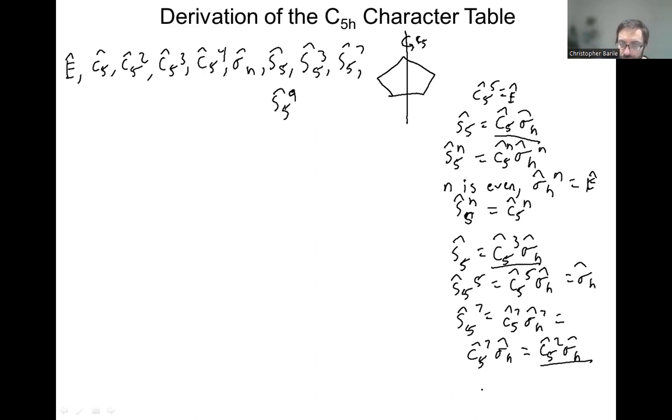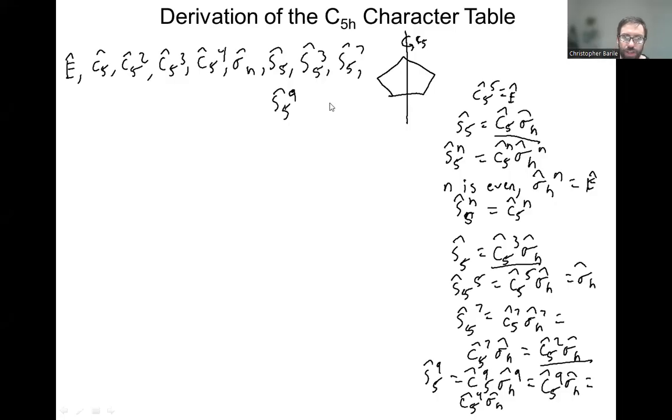And lastly, we have S5 9 times. Again, just doing the odd numbers here. Even numbers we know aren't unique. S5 9 times is a C5 9 times followed by sigma h 9 times. So that's an odd number, and so it's C5 9 times followed by sigma h. And that equals C5 4 times followed by sigma h. And once we get to S5 10 times, well, that's the same as identity. Then S5 11 times is going to be the same as S5. So those are all of our symmetry operations.